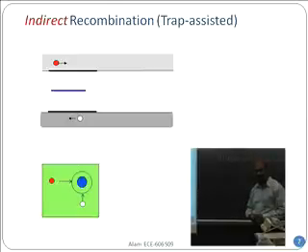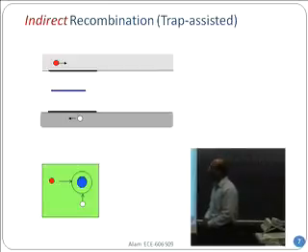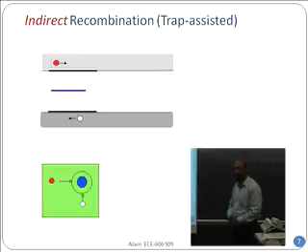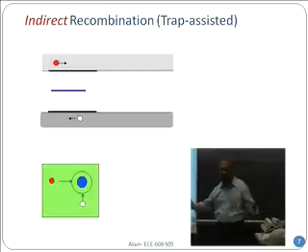What other way can an electron and hole disappear in a semiconductor? The third process will be called indirect recombination, or trap-assisted recombination. Now, this occurs in indirect bandgap semiconductors. What are indirect bandgap semiconductors? Silicon, germanium, this type of thing.